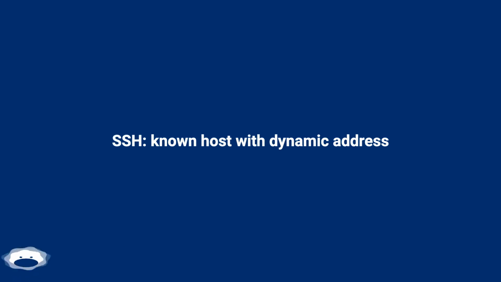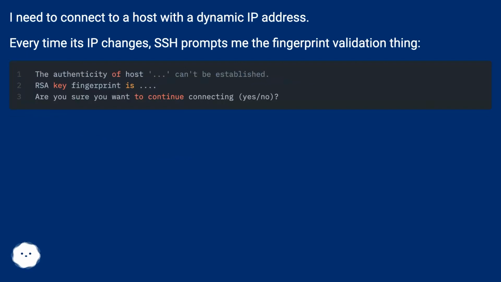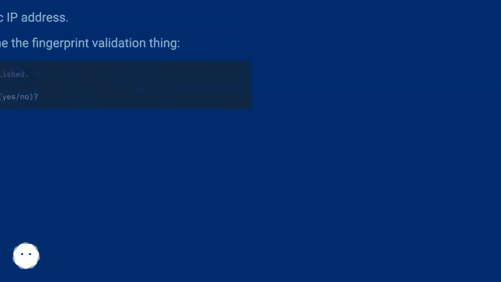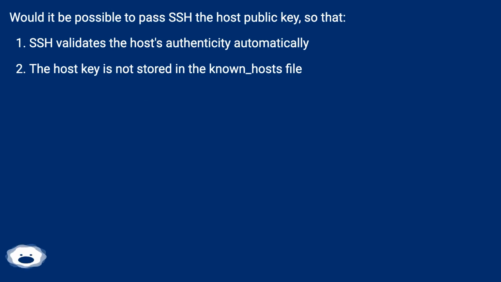SSH, known host with dynamic address. I need to connect to a host with a dynamic IP address. Every time its IP changes, SSH prompts me the fingerprint validation thing. Would it be possible to pass SSH the host public key so that SSH validates the host's authenticity automatically?